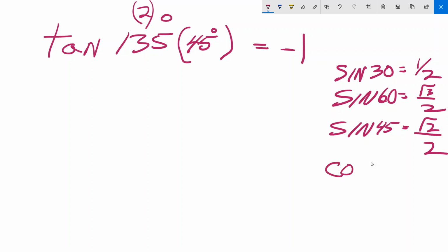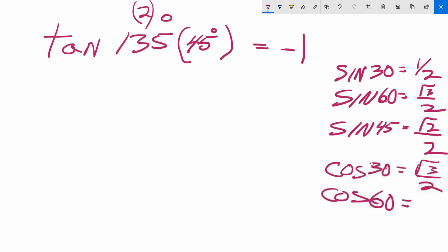And notice cosine is very similar. Cosine of 30 is square root of 3 over 2. Cosine of 60 is 1/2. And cosine of 45 is root 2 over 2. You want to have those on the tip of your tongue. You don't want to have to take 15 seconds to figure out what the sine of 60 degrees is. You want to know it like you know the back of your hand, only because you have to do it so frequently. Every single angle they're going to give you here, we're going to have to do that.